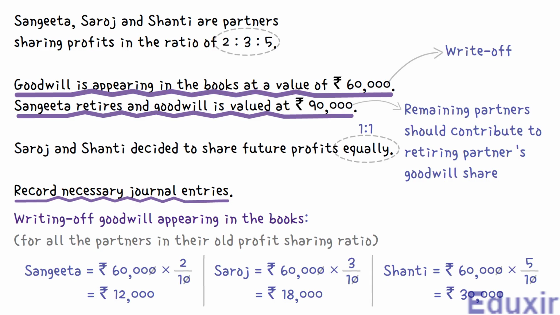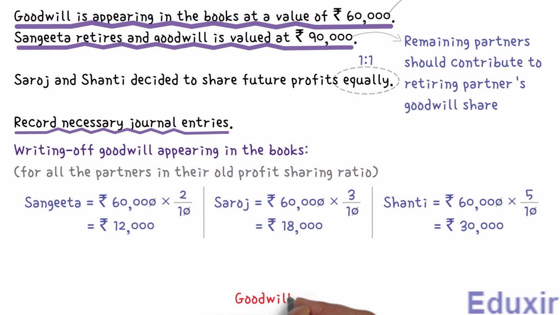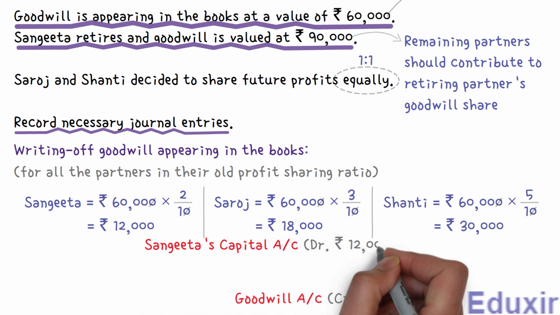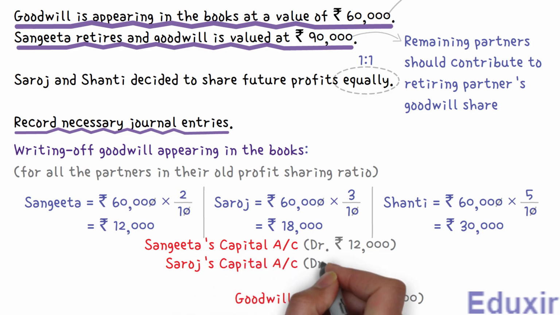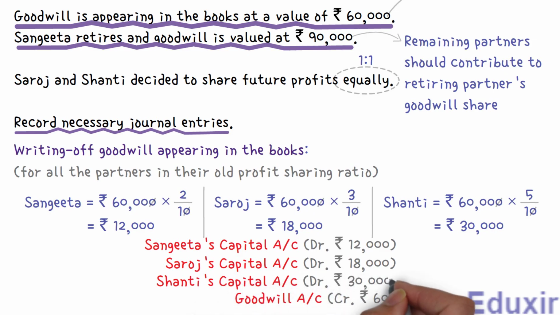Now, to proceed with the accounting treatment to write off the goodwill, the goodwill account should be credited with the total goodwill amount appearing in the books, which is 60,000 rupees. And partner Sangeeta's capital account should be debited with her goodwill share of 12,000 rupees. And partner Saroj's capital account should be debited with his goodwill share of 18,000 rupees. And partner Shanti's capital account should be debited with her goodwill share of 30,000 rupees. Let's now proceed to journalize this transaction.